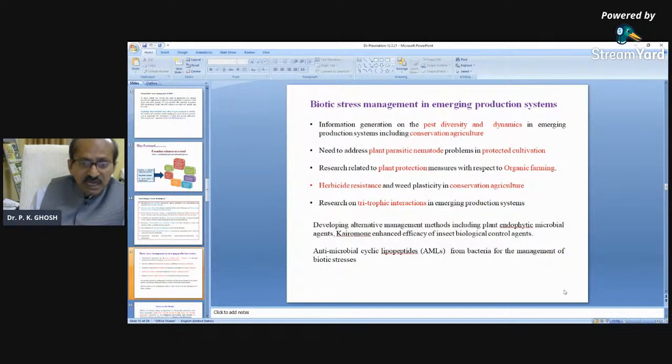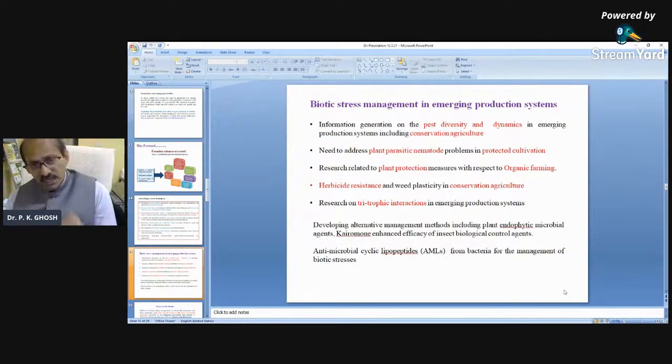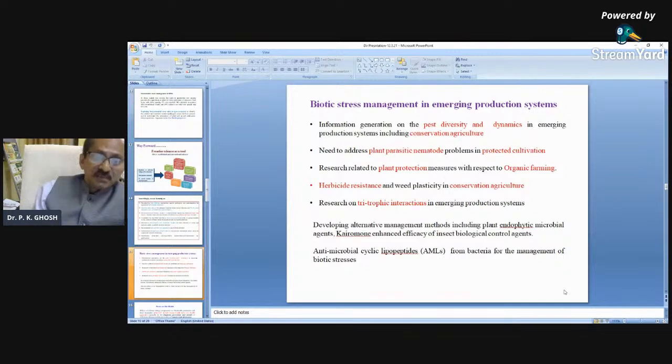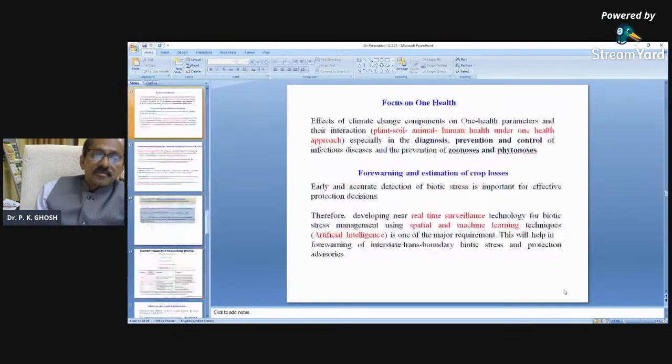Agriculture, and then organic farming, and then protected cultivation. My question to the audience and others: do you have sufficient data generation on biotic stress management on these three aspects? I think our answer is no, because very limited work has been done. But this is the priority area to generate data on biotic stress dynamics on these three aspects.